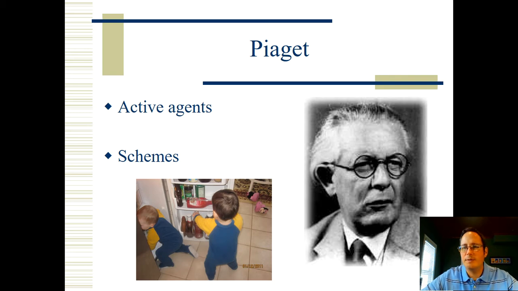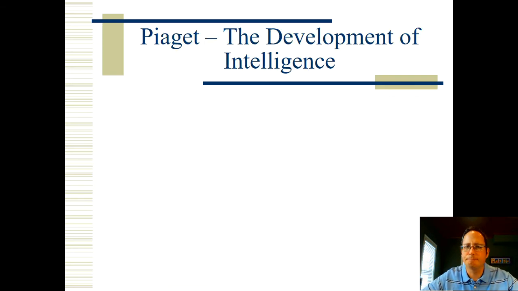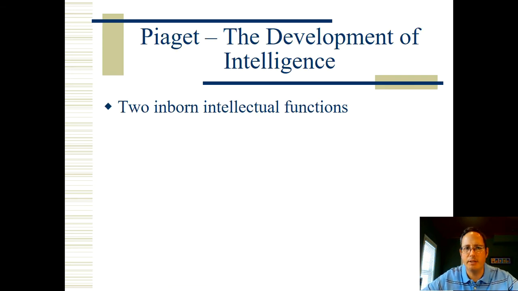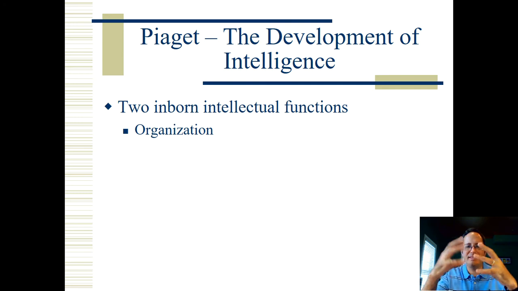But let's get into the specifics of what Piaget was really talking about as far as how the advancement of schemas progresses. This is how we do it. We have 2 inborn intellectual functions. The first of which is organization, where we can combine those existing schemas into more complex ones.